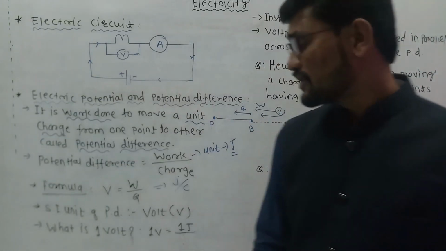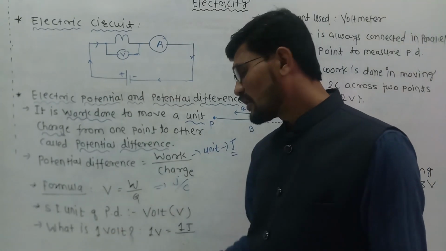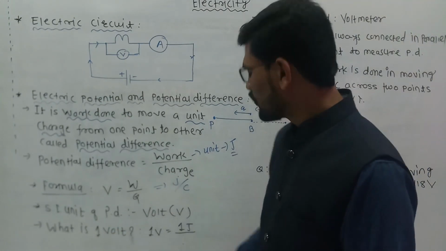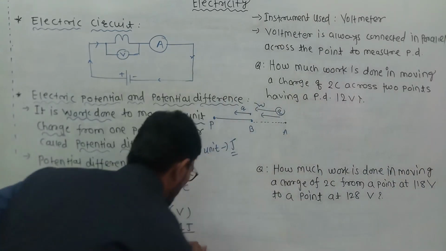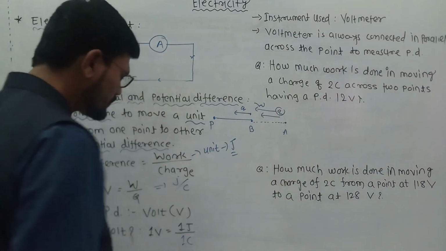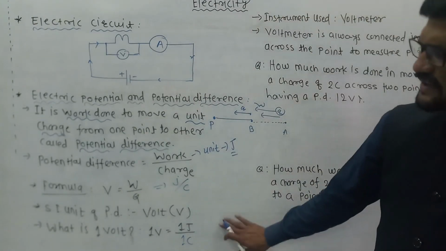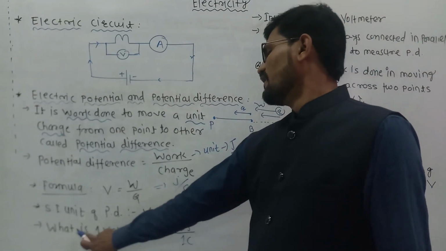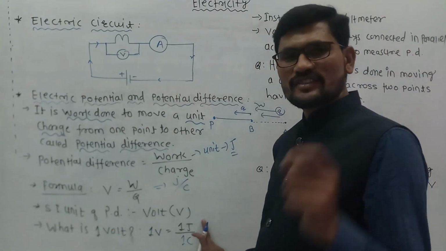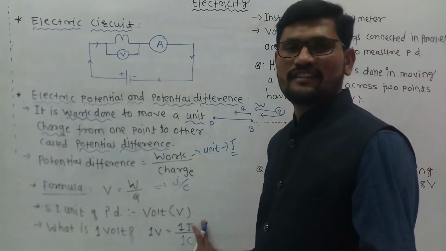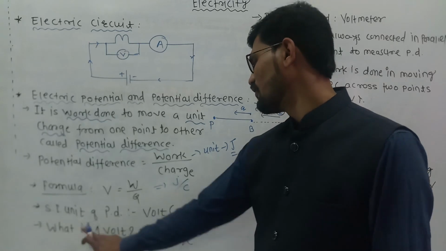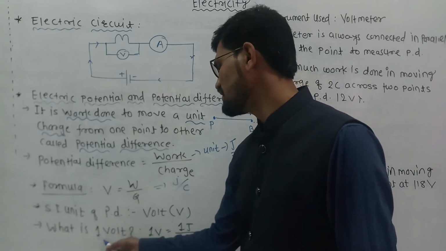Sometimes there are questions related to that: what is 1 volt? 1 volt is equal to 1 joule upon 1 Coulomb. It's very simple: when 1 joule of work is done to move a charge from one point to another point, that is called 1 volt.